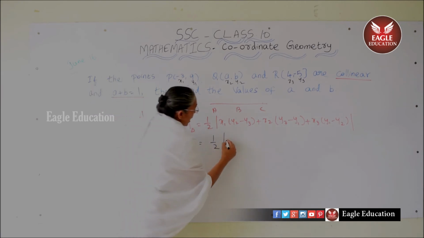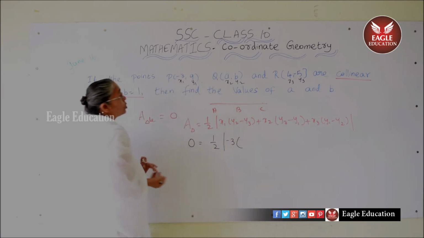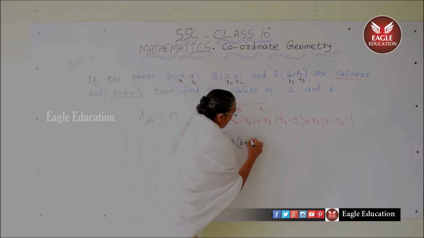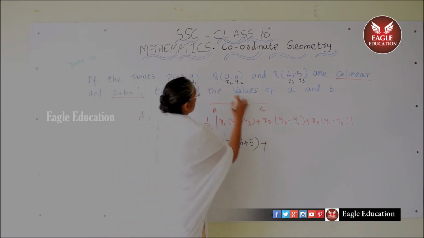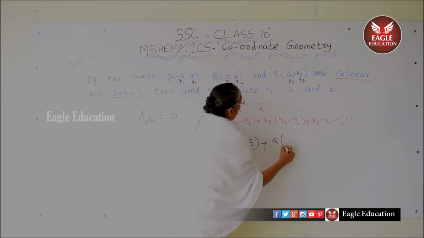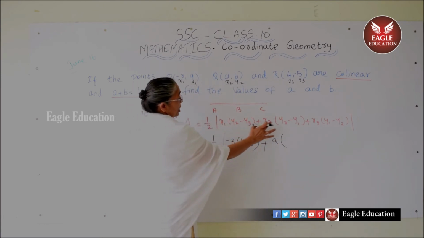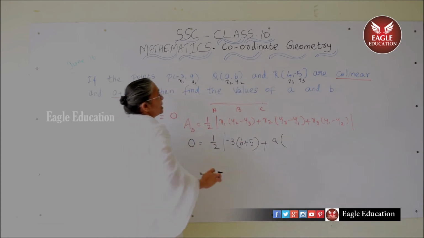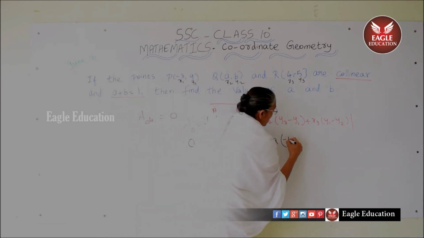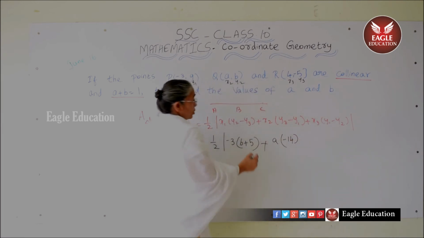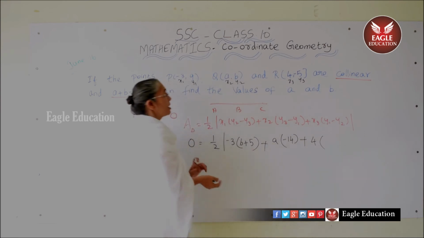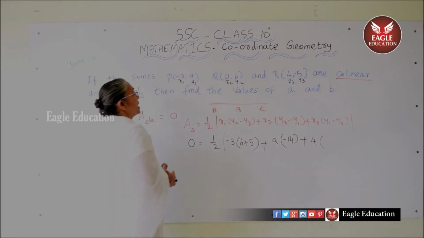x1 times (y2 minus y3), so minus 3 of y2 minus y3. So, b minus of minus 5, b plus 5, plus x2, a of, what you should substitute here, y3 minus y1. So, minus 5 minus 9, minus 14. Last one, x3, x3 value 4 of y1 minus y2, 9 minus b.